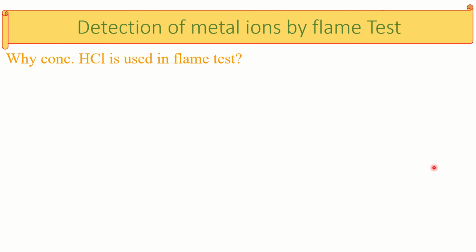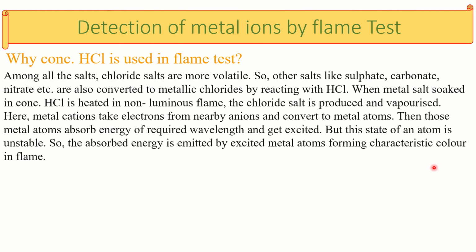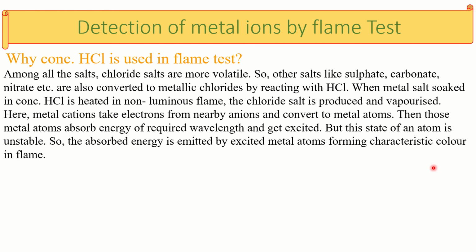Now, if there is any question why concentrated HCl is used in the flame test, I already told it. Why is concentrated HCl used? Look, among all the salts, chloride salts are more volatile, so other salts like sulfate, carbonate, nitrate, etc. are also converted to metallic chlorides by reacting with HCl. When a metal salt soaked in concentrated HCl is heated in the non-luminous flame, the chloride salt is produced and vaporized.